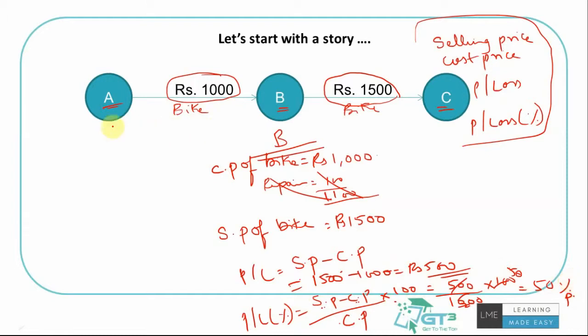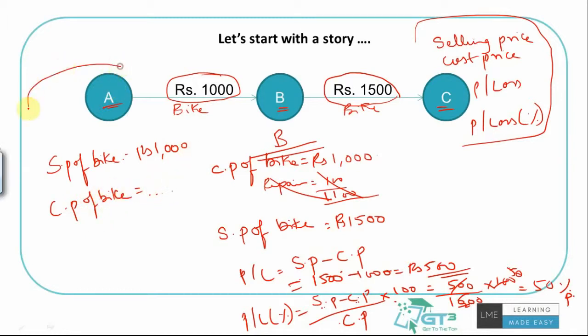Now let's get to the story of A. What is the selling price of the bike for A? That's ₹1,000, the price at which he sold the bike to B. What is the cost price of the bike? There is no part of the story that lets us answer that. The story is not complete, so it's still incomplete. Get that understanding; that is intentional.